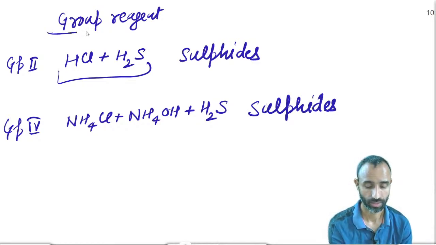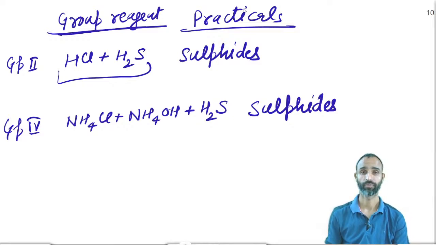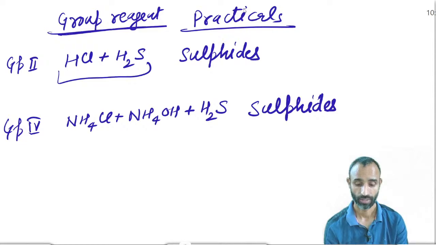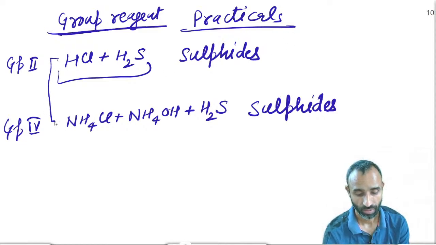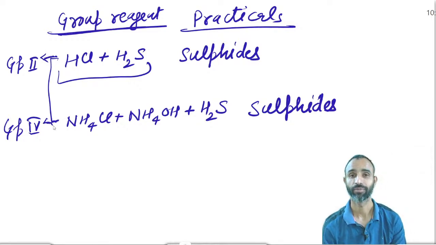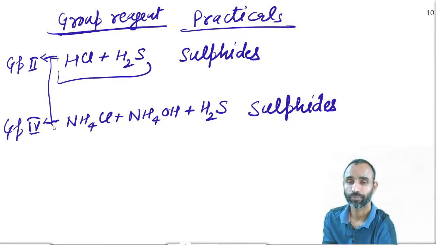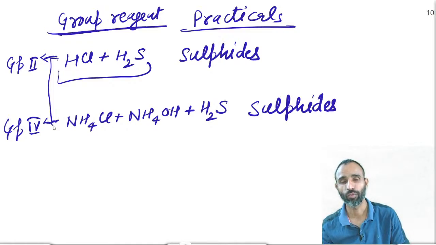This is the practical part. In practicals we have done this. So first tell me, which group will get more sulfide ions? Group 2 or group 4? In which case will there be more sulfide ions?